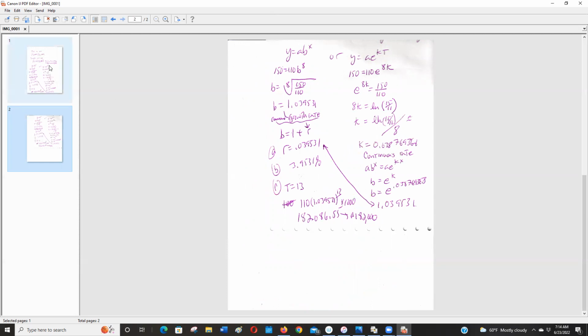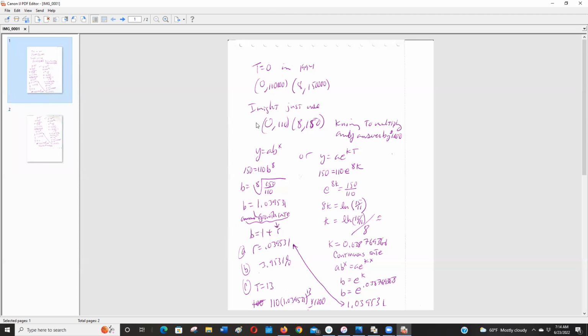Now, what if we wanted to go about this using the AE to the KT model? Let me get a pointer going here. Same setup: Y is 150, A is 110, and we know T is 8. So I divided by 110. I took the natural log of both sides to get the 8K out of the exponent, and then divided by 8, and I came up with this number.